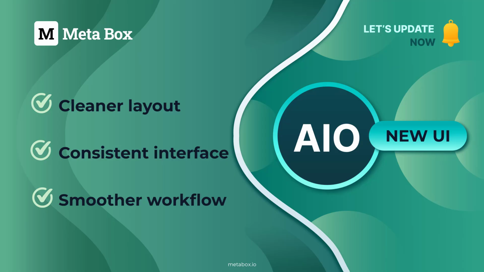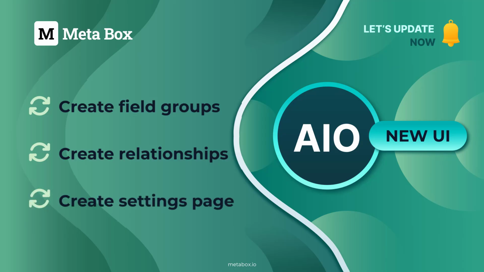Recently, we've updated Meta Box All-in-One with a completely new interface. The screens for creating field groups, relationships, and settings pages have all been redesigned not only in terms of style, but also layout and arrangement, which are now calculated to be much more logical. That means most actions won't be the same as before. So, in this video, I'll walk you through the changes in detail and show you how to use the new interface effectively.